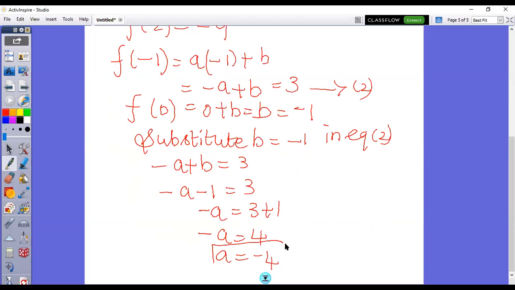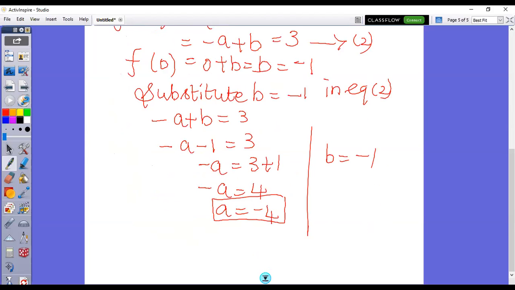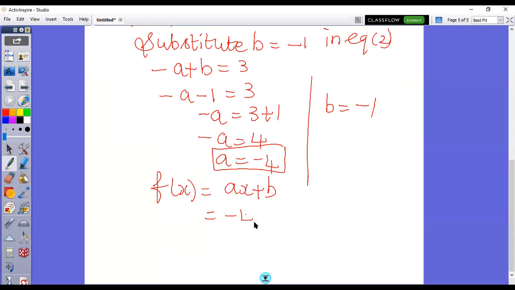So b value equal to minus 1, then a value equal to minus 4. To find the equation, f of x equal to ax plus b. Now let us write in the a value: minus 4x minus 1. This is f of x value. This is the linear equation. Do you understand? First write f of x as ax plus b, just to find a and b.